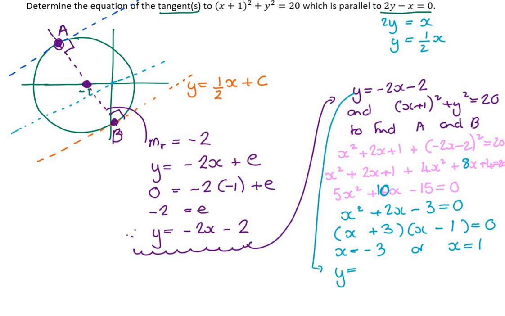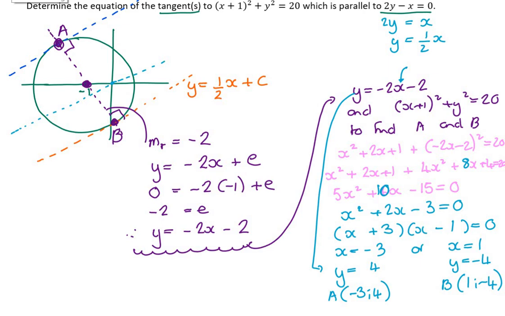So if I substituted in -3, I would get y is equal to 4. So I know that the coordinates I'd labeled A are (-3, 4). And if I put in 1, I get -4. So I know that B is the coordinate (1, -4). And now it's fairly easy to continue.